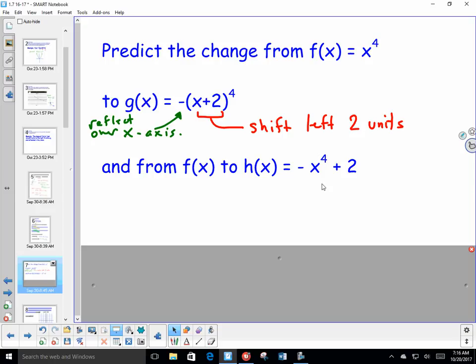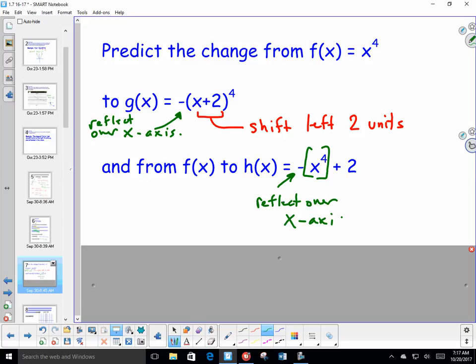This time we're doing x to the fourth first and then we're doing the opposite of that. So that's still a negative in front of the whole function, right? Or at least this parent function. So this is still going to be a reflection over the x-axis. But this time I see a plus 2 at the end, so that should be a shift which direction? Up, down, left, right? It's not in with the x like it was up here. It's at the end of the function, so I would say that's going to be a shift up 2.